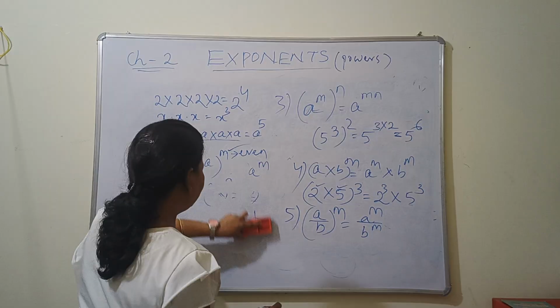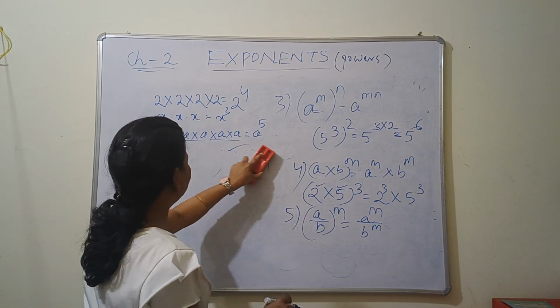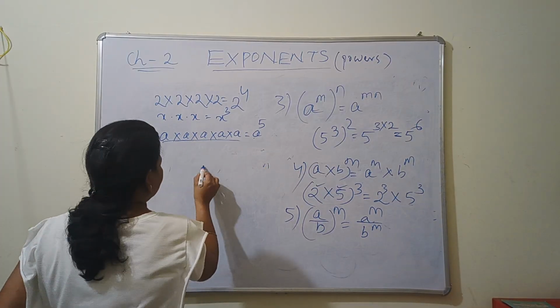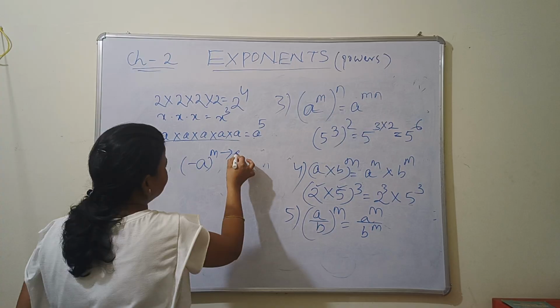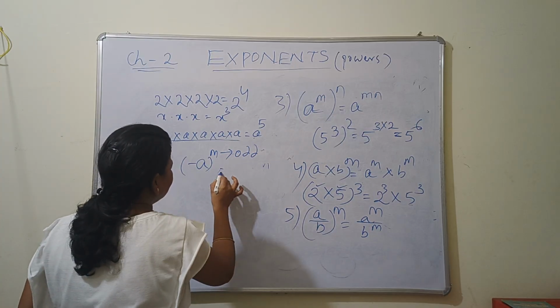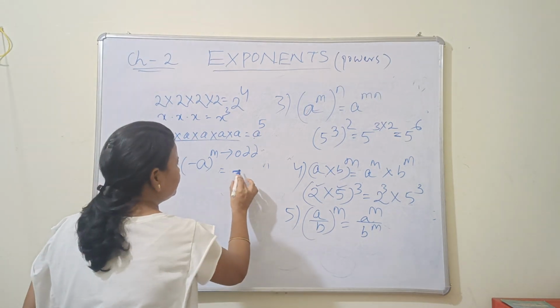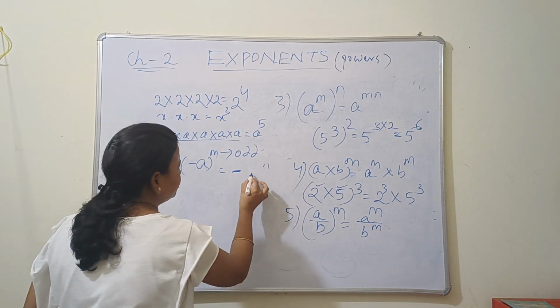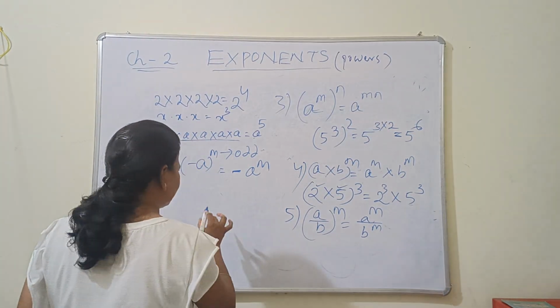On the contrary, when we see minus a to the power m, where m is odd, in that case it would give rise to a negative answer. So the result would be negative, and how much would it be? Numerically, it is a to the power m. That much it would be.